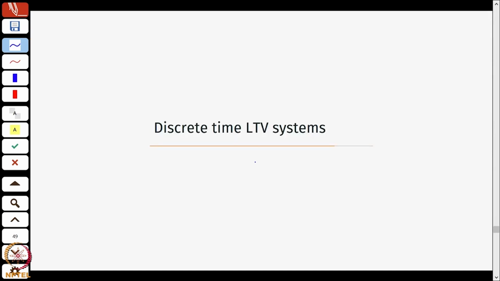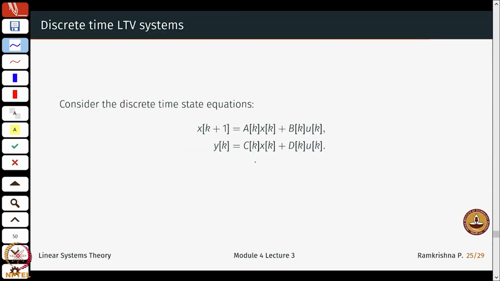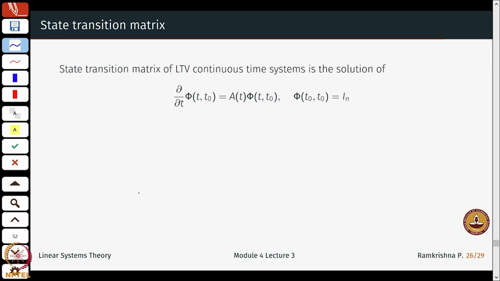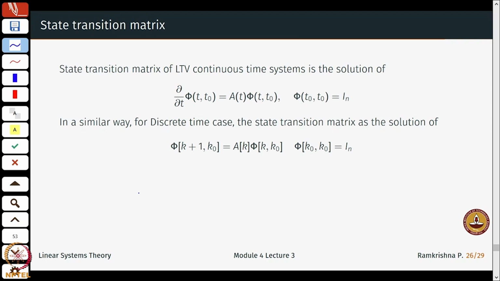So the last topic of today would be how do I handle systems which are discrete time and also time varying, discrete time LTV systems. So the model would be the same, right. Just that A would now be depending on k. So the aim is to find the solution x of k given a certain initial condition and some input. So the steps are again similar. So we define an equivalent notion of a state transition matrix for the discrete time case. So the steps all remain the same, right.